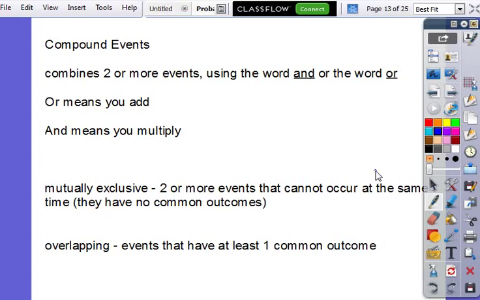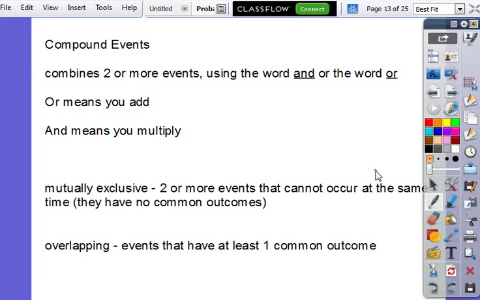All right, when we're looking at compound probability, compound events, you combine two or more events using the word "and" or the word "or." We've already done some of this. There's one part that's a little bit new, but we've done some of this already, so that part should be easy. Or, we already know what happens when we have an "or" statement. We add them up. "And" means multiply. We'll get to that in a little while.